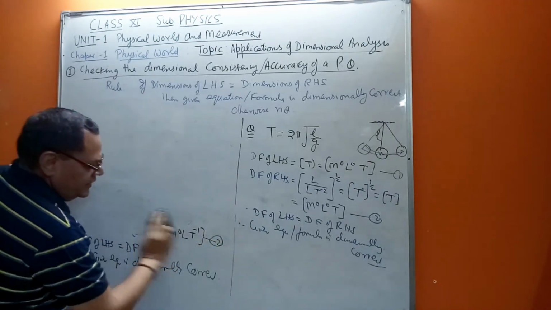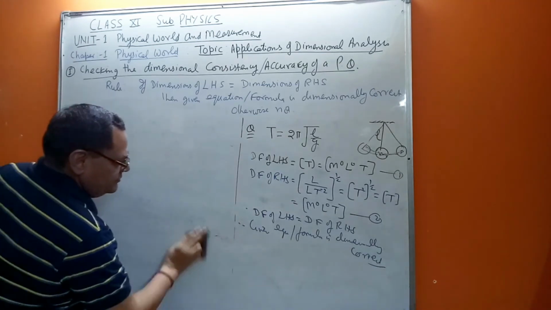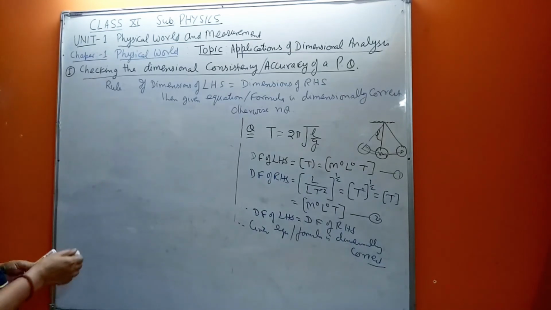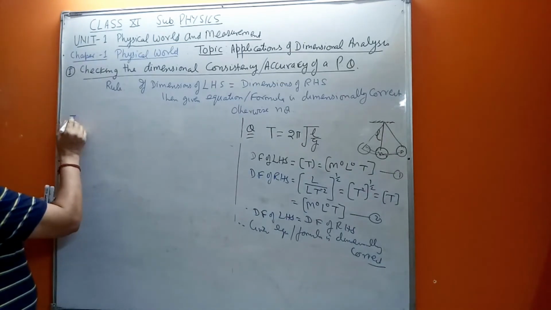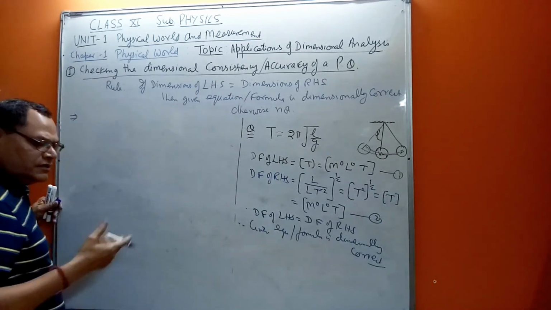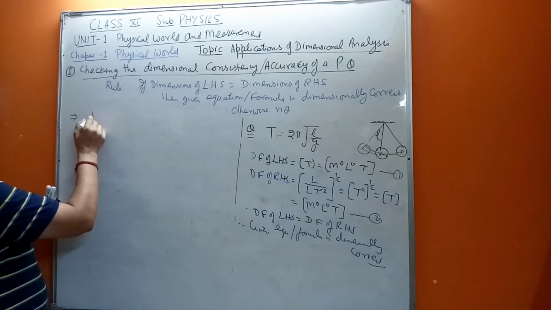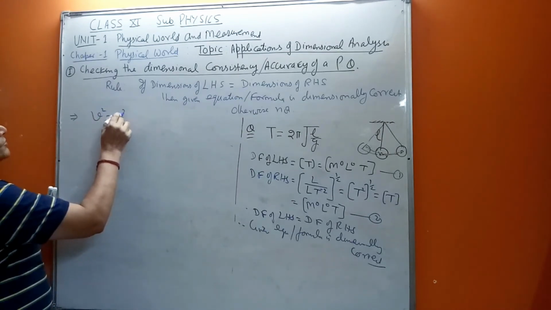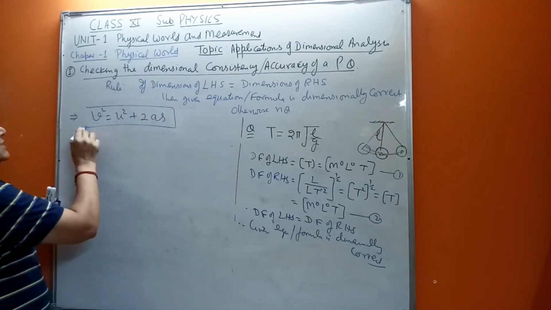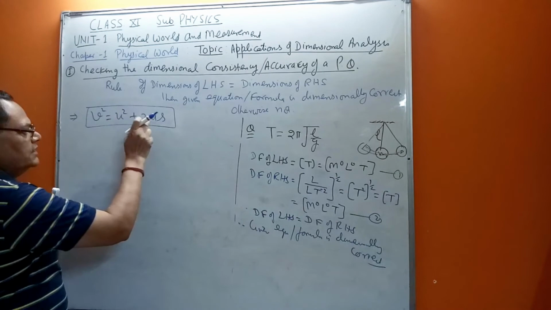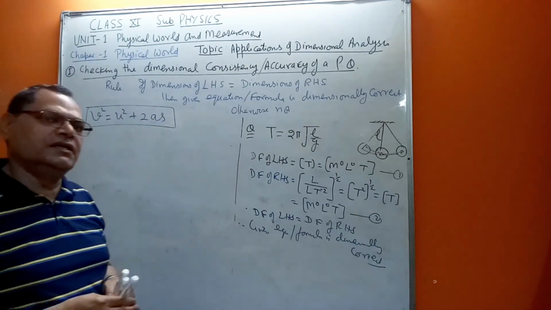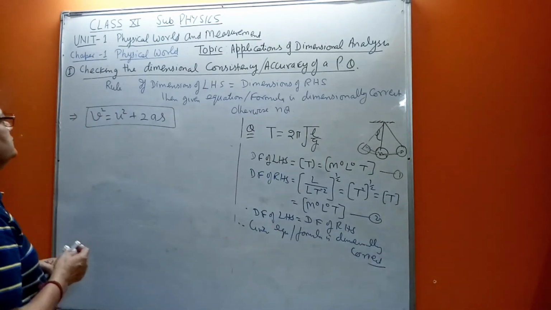All right, at least one more example we can take, that is, prove the dimensional consistency of the third equation of motion, and that says v square is equal to u square plus 2as. V is final velocity, u is initial velocity, a is acceleration, and s is the displacement. Clear? All right. So how will you proceed?